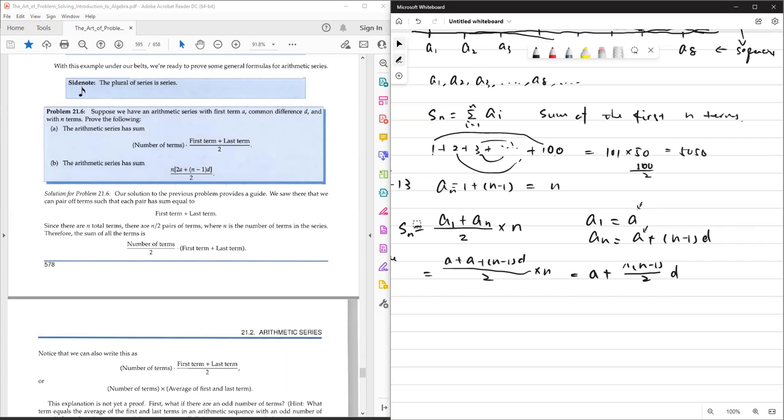Actually, I can't write it this way. Sorry, let me undo it. I forgot the n. So this is also multiplied by that. It just looks off to me. So a1, the first term, and an, the last term, if you add up the n terms, there's n of them. And when the common difference is equal to 1, then you have this formula. So you're basically doing this.